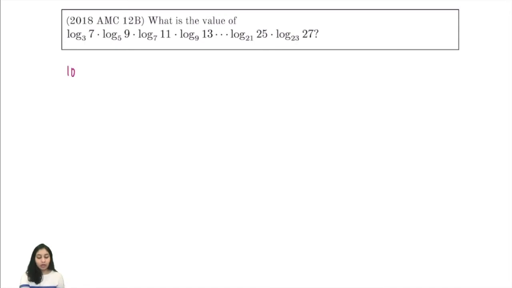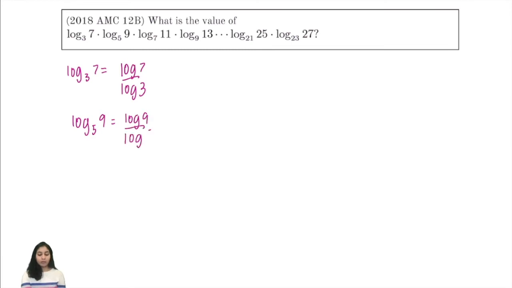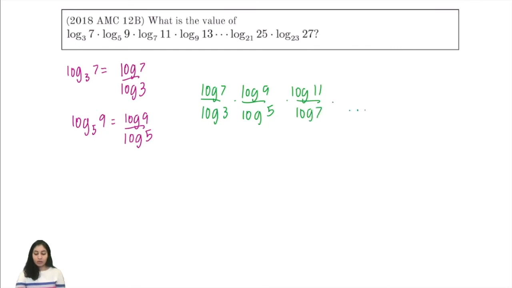We're going to express each of these logarithms by change of base. So log base 3 of 7 is going to become log of 7 over log of 3. Log base 5 of 9 is equal to log of 9 over log of 5, and so on. So when we replace all of these in our original function, we're going to get an expression of log of 7 over log of 3 times log of 9 over log of 5 times log of 11 over log of 7, so on. And then we have log of 25 over log of 21 times log of 27 over log of 23.